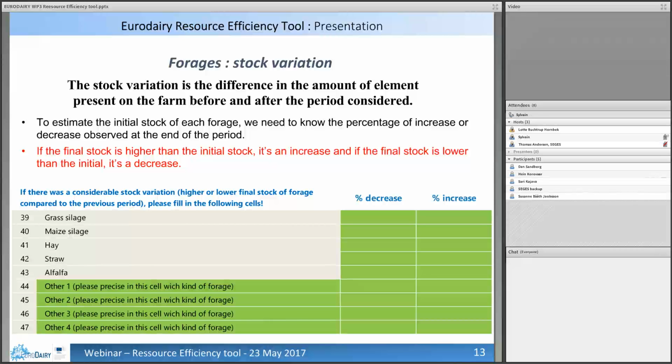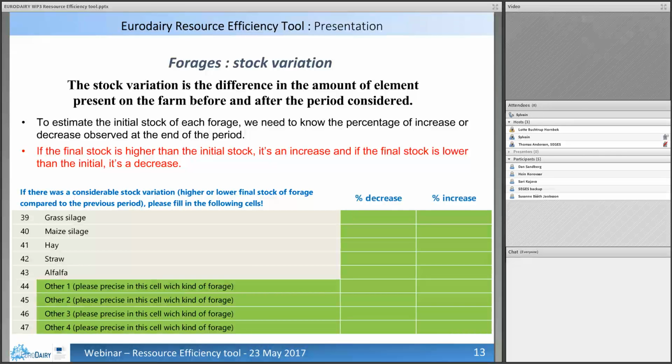Finally, we have the stock variation, and the stock variation is the difference in the amount of elements present on the farm before and after the period considered. So to estimate the initial stock of each forage, we need to know the percentage of increase or decrease observed at the end of the period. So if the final stock is higher than the initial stock, it's an increase, and if the final stock is lower than the initial, it's a decrease.